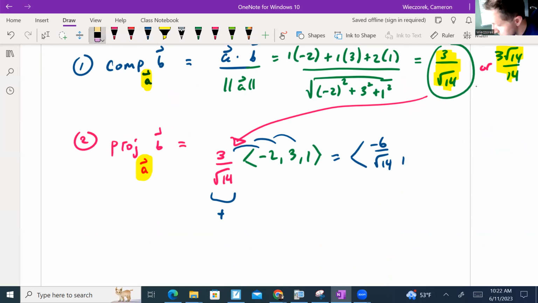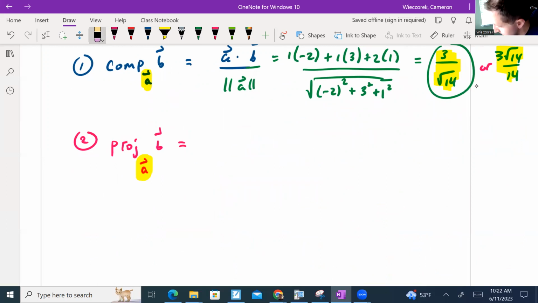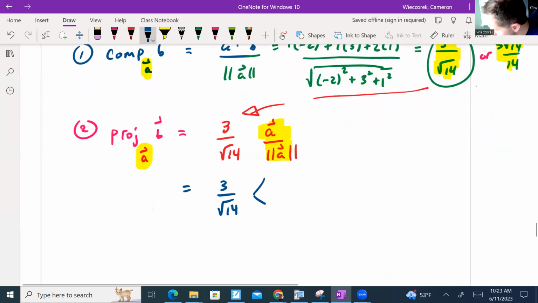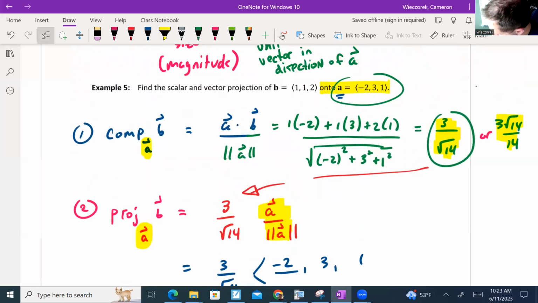Oh, actually, nope. Close, but it's not quite there. My bad. Let's clean this up. It's got to be the unit vector. So the 3 over rad 14 is good. But it's got to be, right? Otherwise, we're over magnifying. So this gives me the size. This gives me the direction. So this gives me 3 over rad 14. And A was <-2, 3, 1>. And now I'm going to make it a unit vector by dividing by the magnitude, which we found was rad 14.